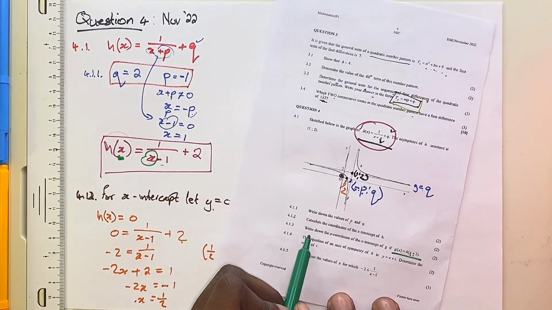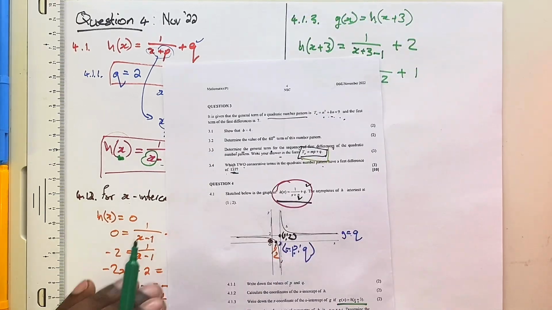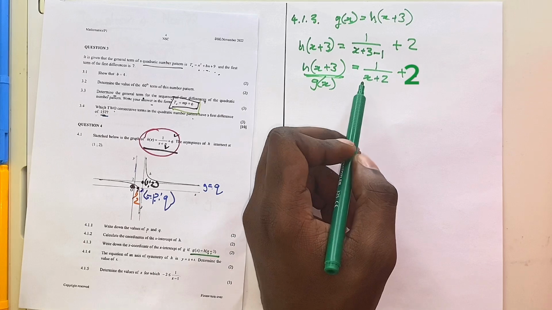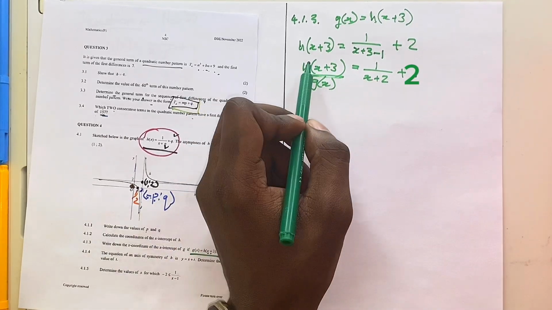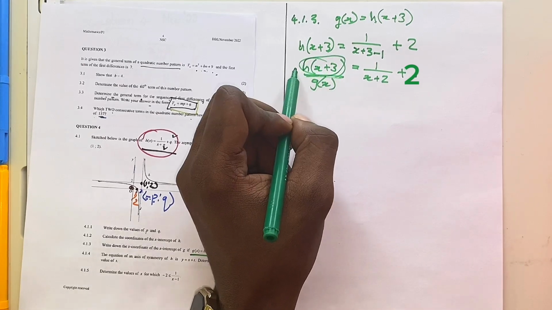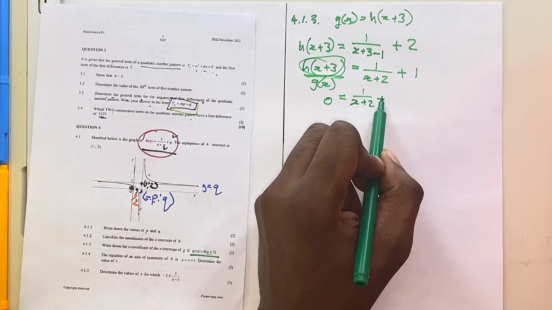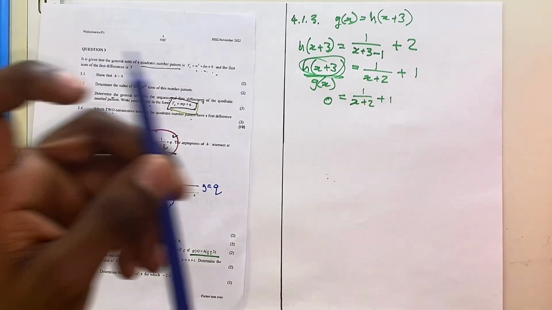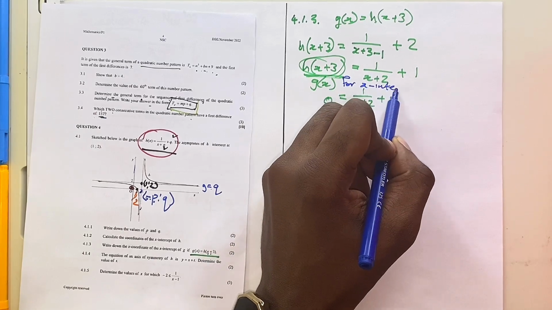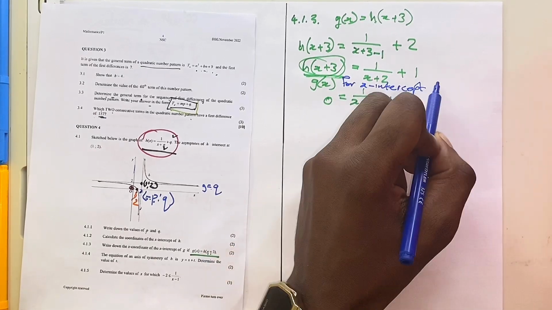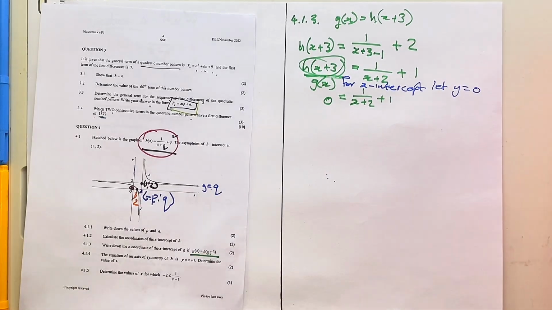But the question wants the x coordinate of the x-intercept. Therefore, all we have to do is, for the x-intercept, let y be 0. Therefore, we're going to let this part be 0. We have 0 equal to 1 over x plus 2. You should always write down that for the x-intercept, let y be 0.